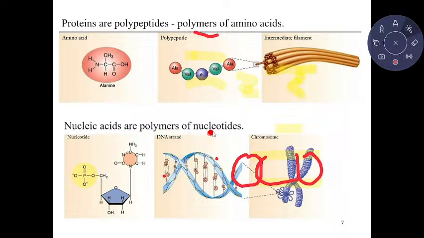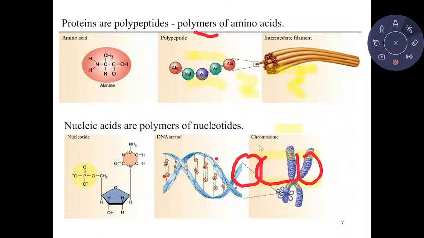Nucleic acids are polymers of nucleotides. We have taken this nucleotide. This is a sugar molecule, this is a pyrimidine molecule, and this is a phosphate group. This is one nucleotide molecule. This molecule is combined here to form a DNA molecule, forming a DNA strand.